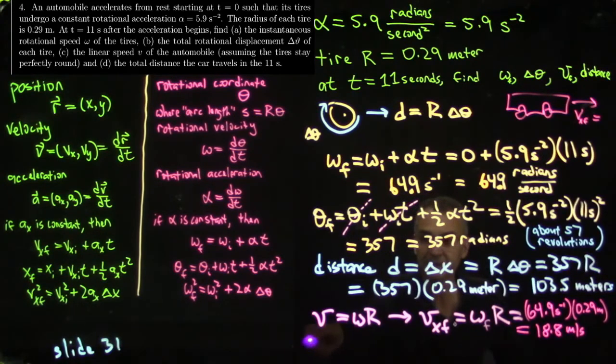And then the final velocity in the x direction, in the forward direction, is omega final times the tire radius. So that's 64.9 per second. So omega, radians per second, is the same as per second. 64.9 per second times the radius, which is 0.29 meters, we get 18.8 meters per second. So about 19 meters per second is the car's final velocity. Is the car's velocity at t equals 11 seconds. I guess it's continuing to accelerate.